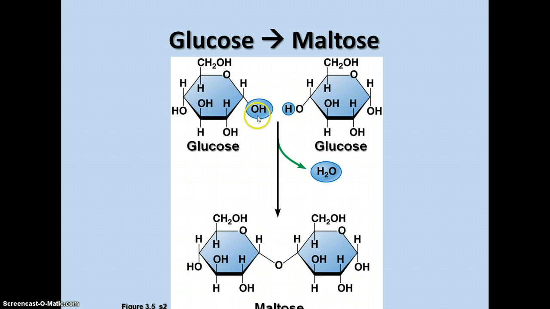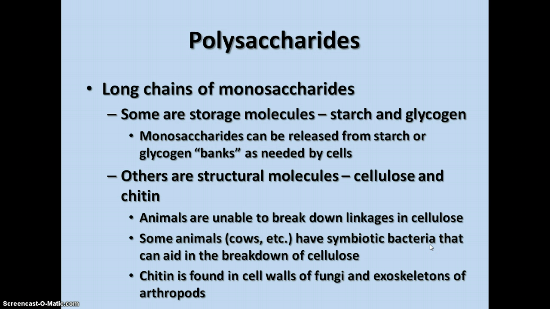When you take the hydroxyl and the hydrogen away, there leaves an open bond here on this carbon and an open bond on the oxygen, so they join together to make the disaccharide maltose. Now, long chains of monosaccharides are called polysaccharides. Poly means many, and this makes things like starches.